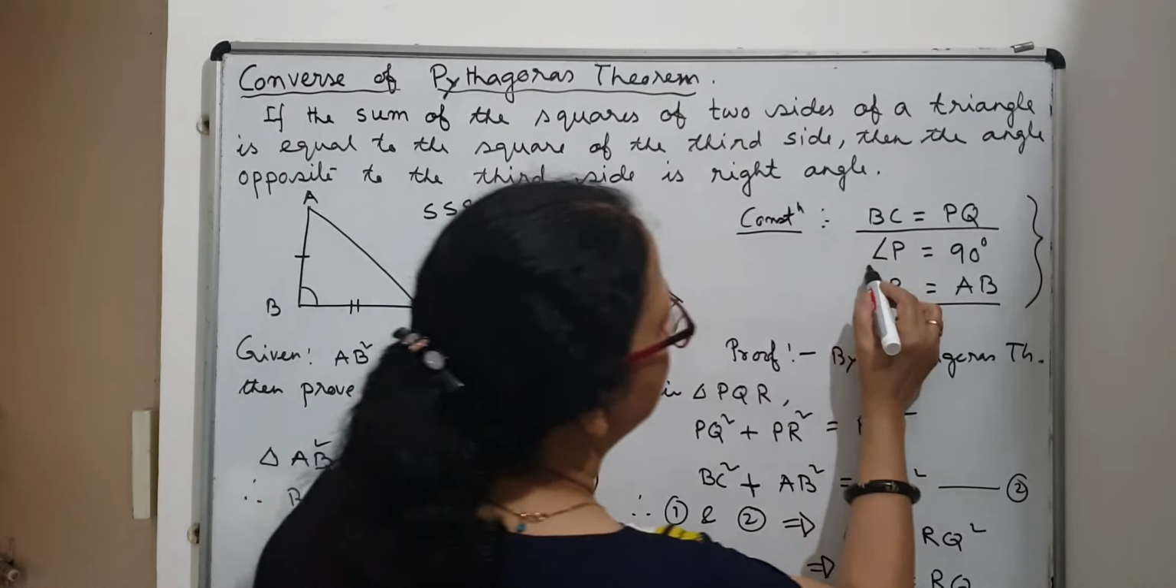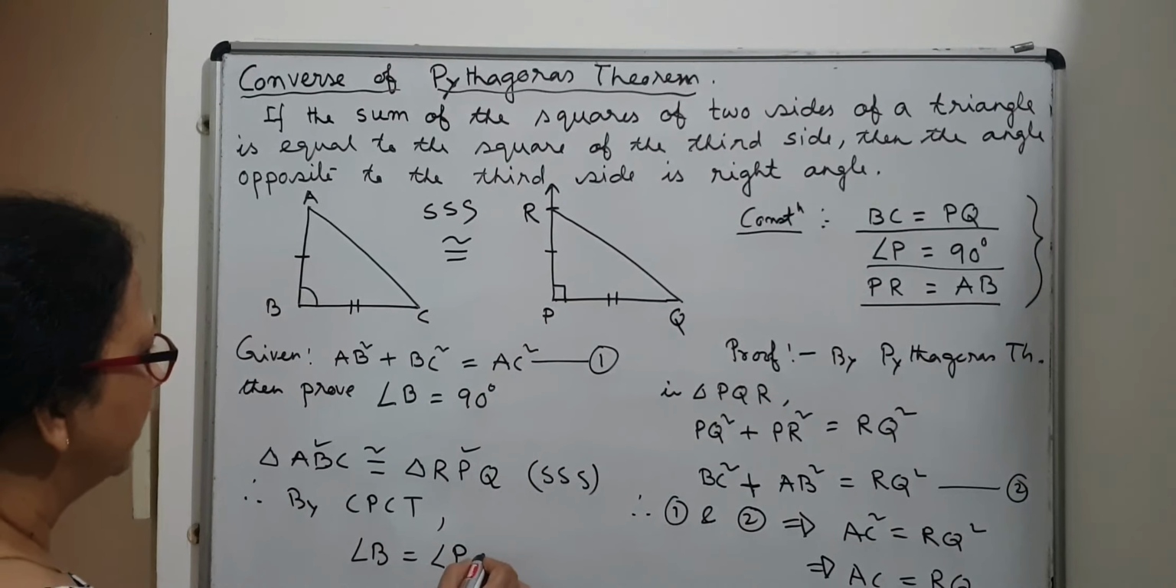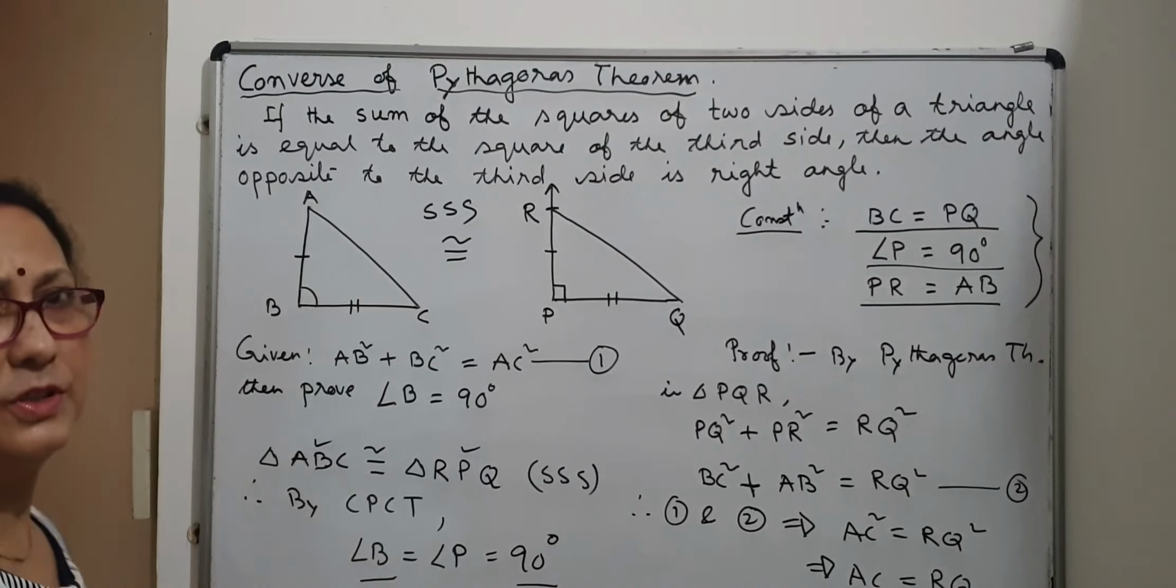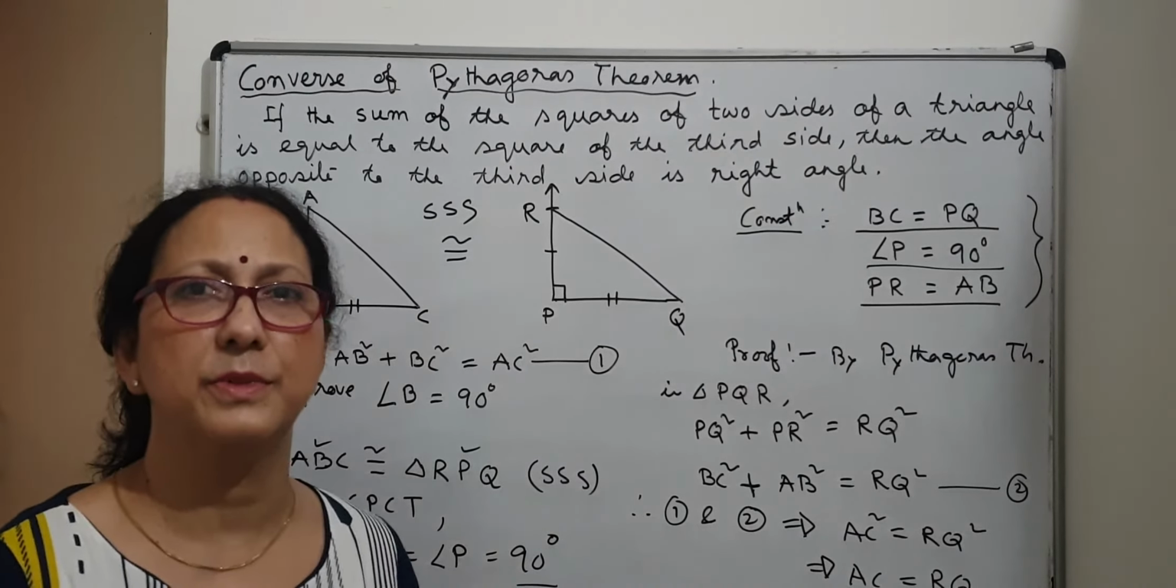And angle P is 90 degrees by construction, therefore it is 90 degrees. Hence it is proved that angle B is equal to 90 degrees. So in this way we prove the converse of Pythagoras.